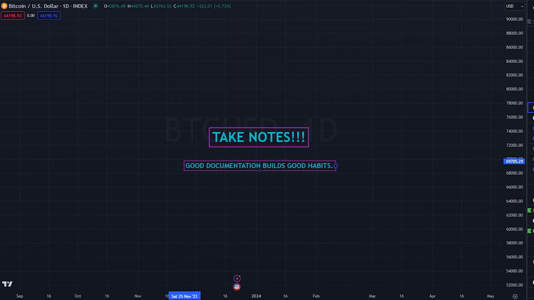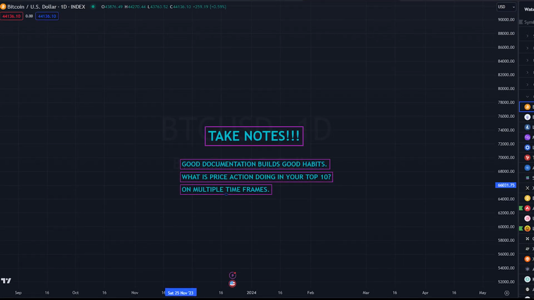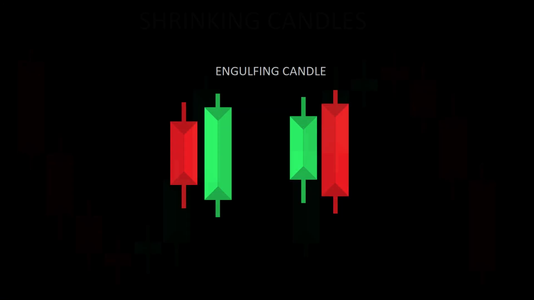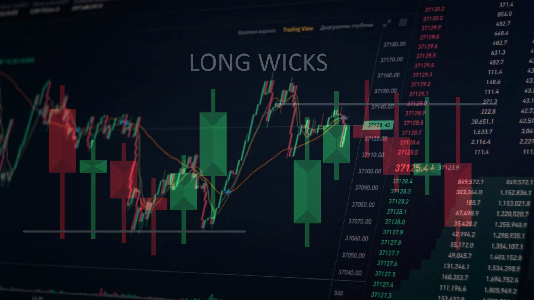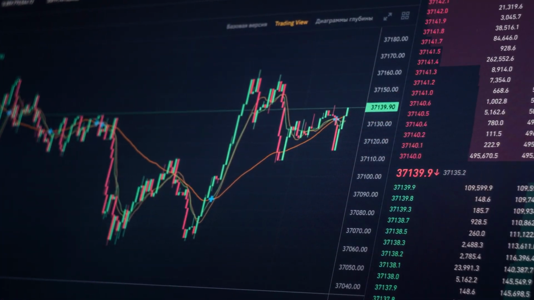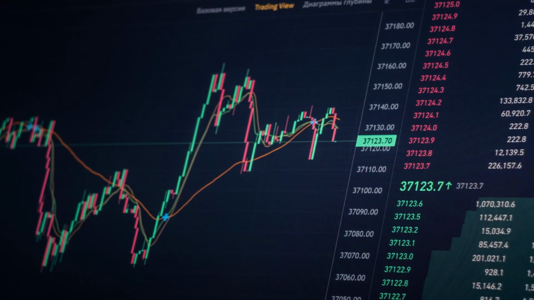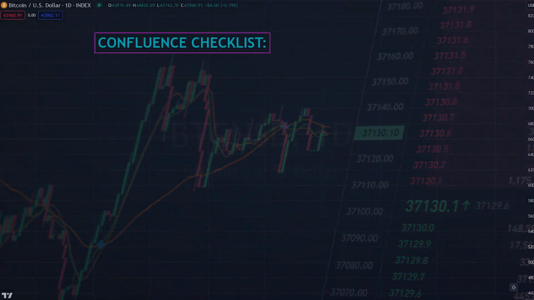So in TradingView, note what price action is doing in your top 10. Is price moving up, down, or ranging sideways? Put a note on 3 time frames: our weekly, our daily, our hourly. In those 3 different time frames, can you identify any momentum gain or loss candles, any shrinking candles, long wicks near support and resistance levels? Make predictions based off of what you have learned so far and see where they lead you. See if price action is nearing any areas of confluence. And of course, see what signals you're getting from our checklist so far.